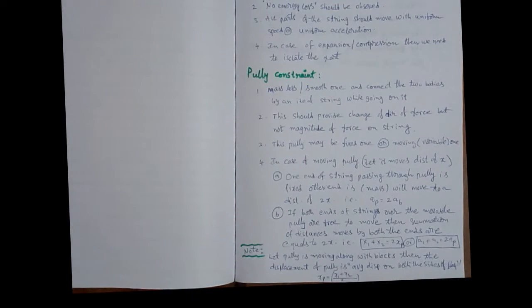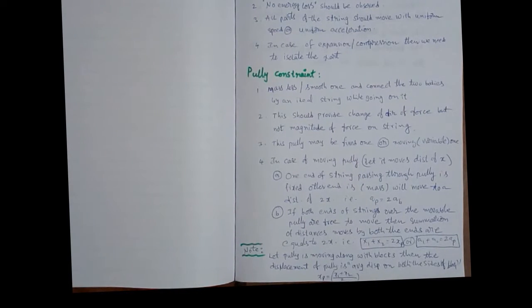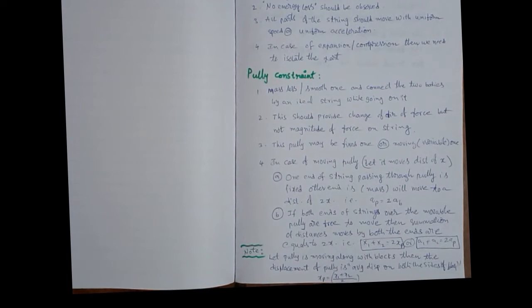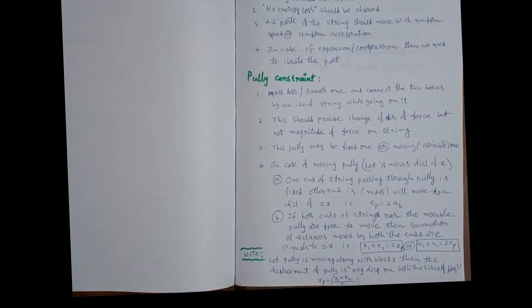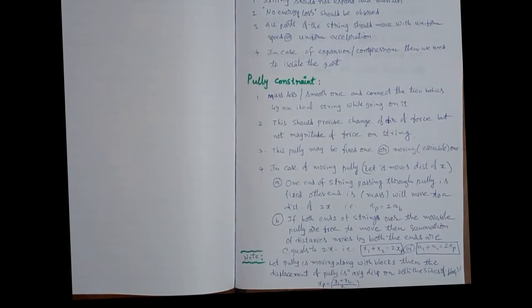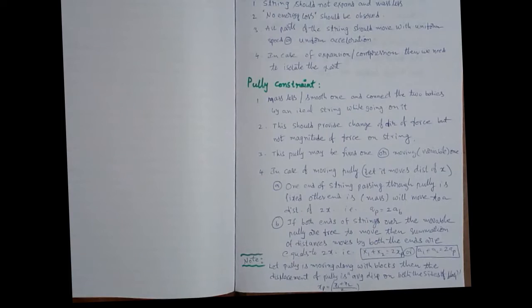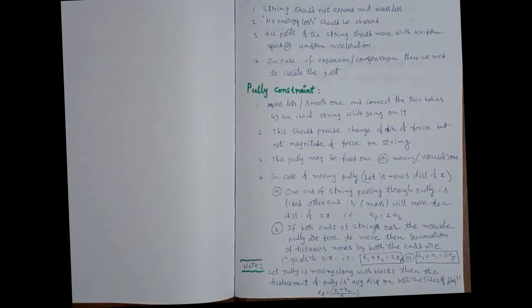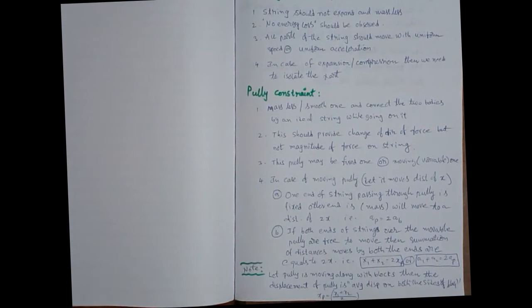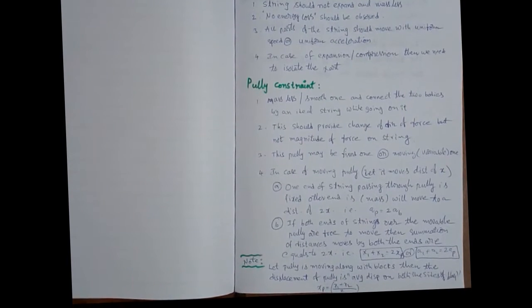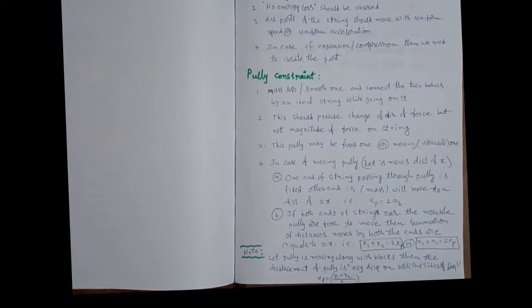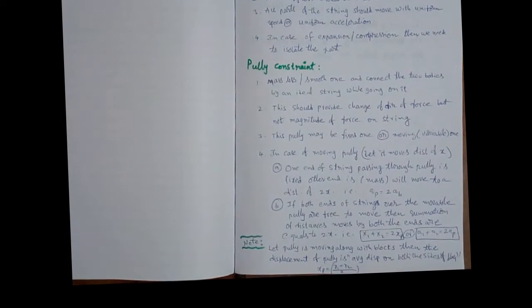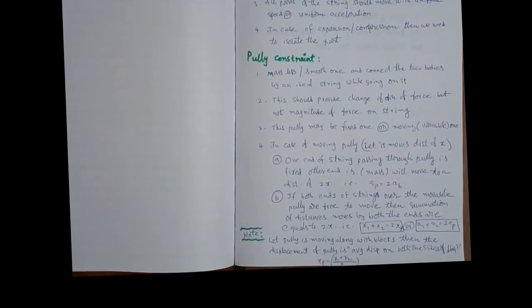In such a case, the acceleration of the pulley is always equal to double the acceleration of the block. If both sides are moving, in such a case we have to take a1 plus a2 equal to 2ap. Or we can take a shortcut: let the pulley be moving along with the blocks, meaning the pulley and the blocks are both moving. Then the displacement of the pulley is always equal to the average of the displacements on the two sides. That means xp is equal to (x1 plus x2) by 2.